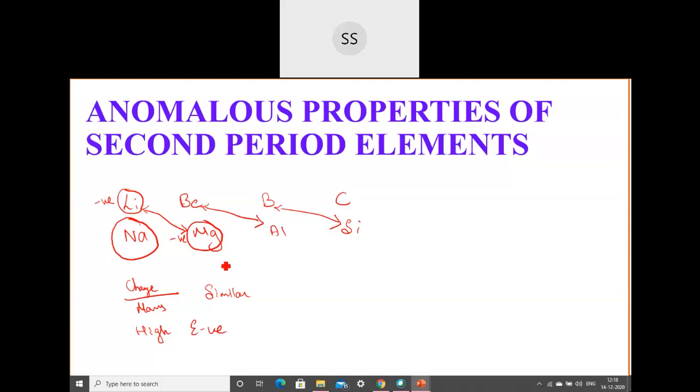These properties are called anomalous properties, and the relationship is called diagonal relationship. What do you mean by diagonal relationship? The elements in the second period start showing properties similar to the elements placed diagonally to them in the third period. Even though they belong to different groups, they show similar properties. Such a relationship is called a diagonal relationship, and the reasons are their charge to size ratio and their high electronegativity.